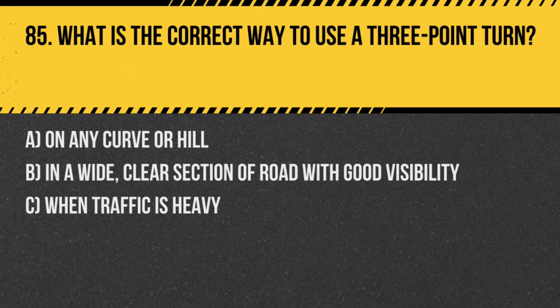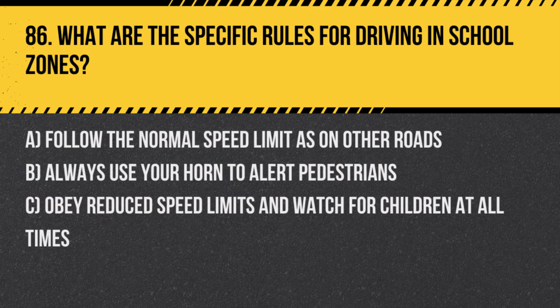Question 85. What is the correct way to use a three-point turn? A. On any curve or hill. B. In a wide, clear section of road with good visibility. C. When traffic is heavy. Answer. B. In a wide, clear section of road with good visibility. A three-point turn should be executed in a clear, wide section of road where visibility is unobstructed and traffic is minimal to ensure safety. Question 86.